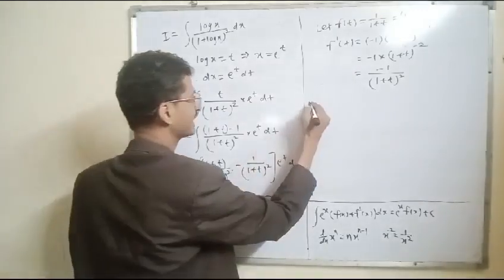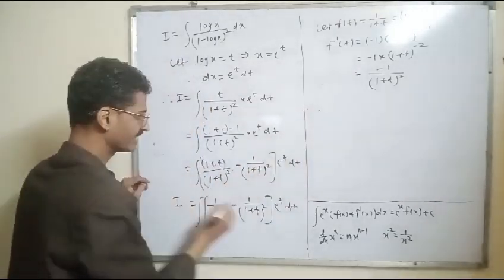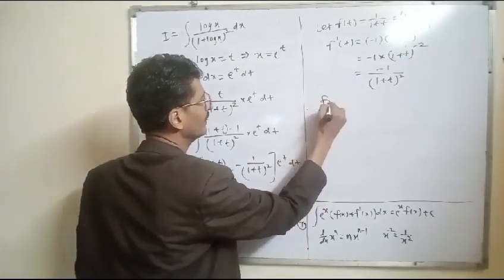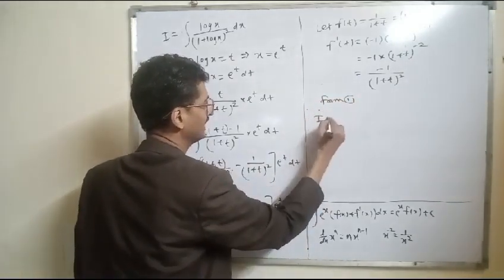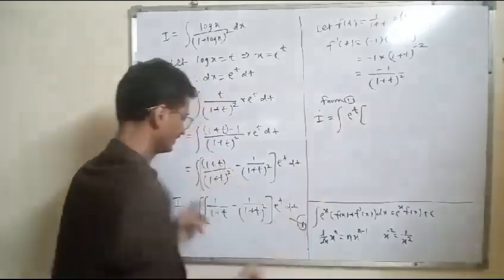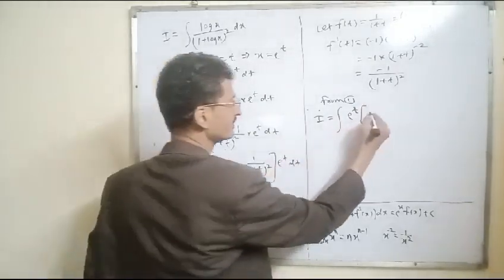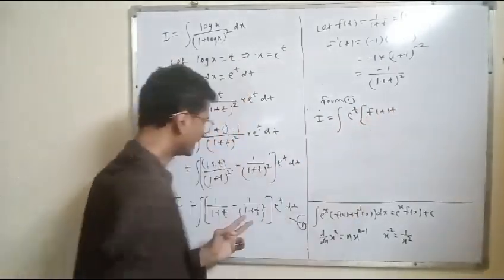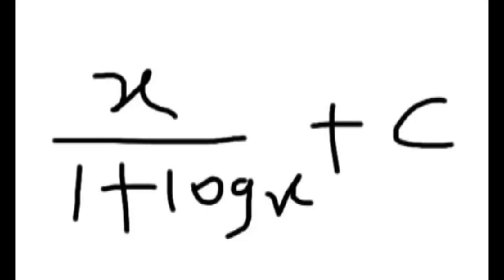That means this sum we can write as, say this is I here. So from 1 we can write I is equal to e raised to t, in bracket, this is f of t plus now this is f dash of t. So now e raised to t is what? x, and t is what? log x. So our final answer is x upon 1 plus log x plus c, that is the constant of integration.